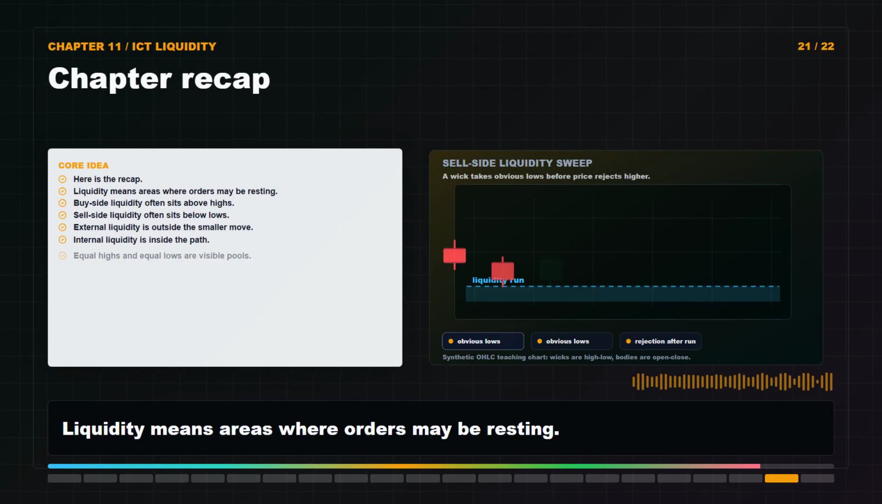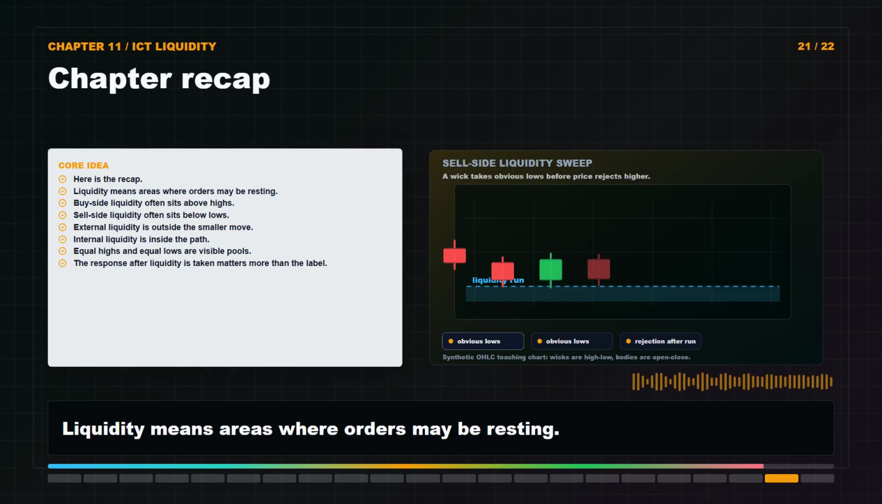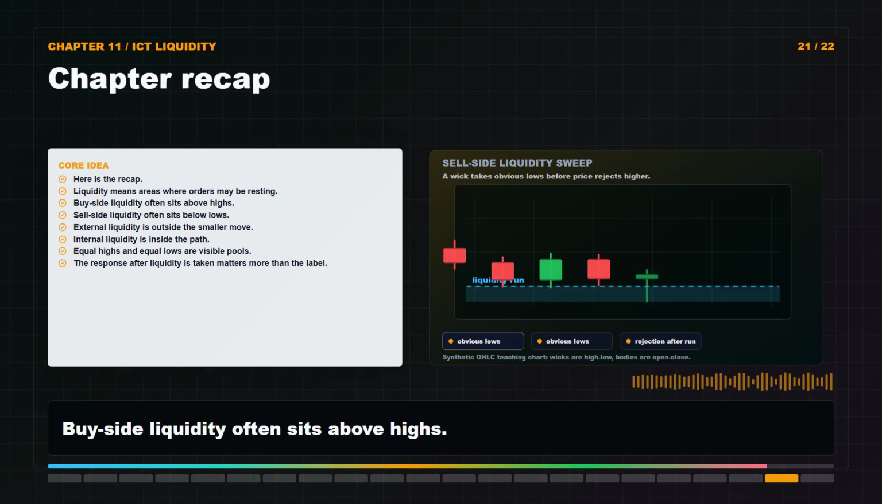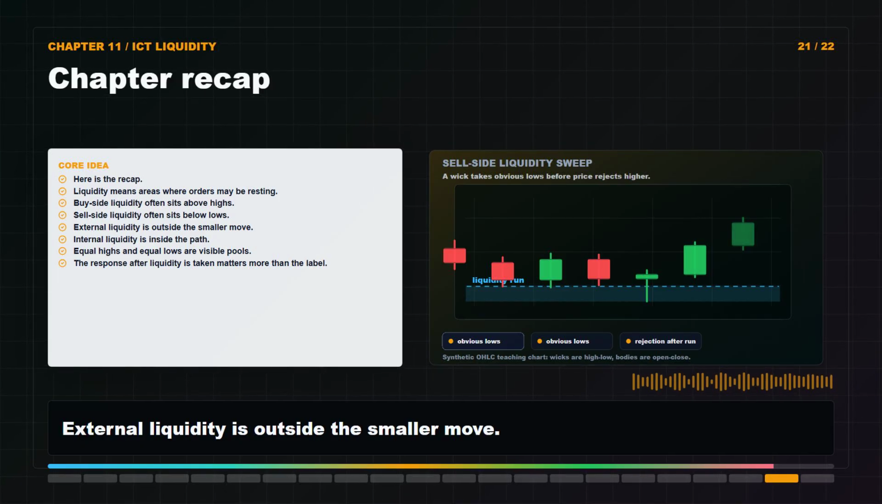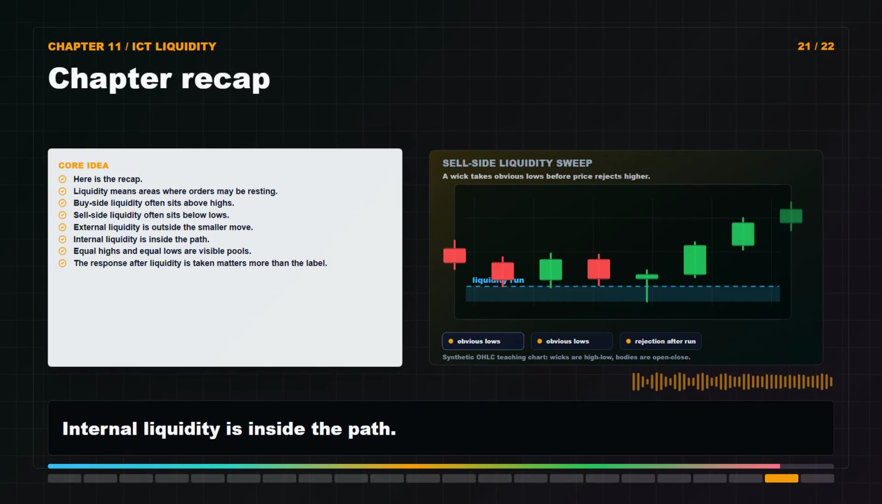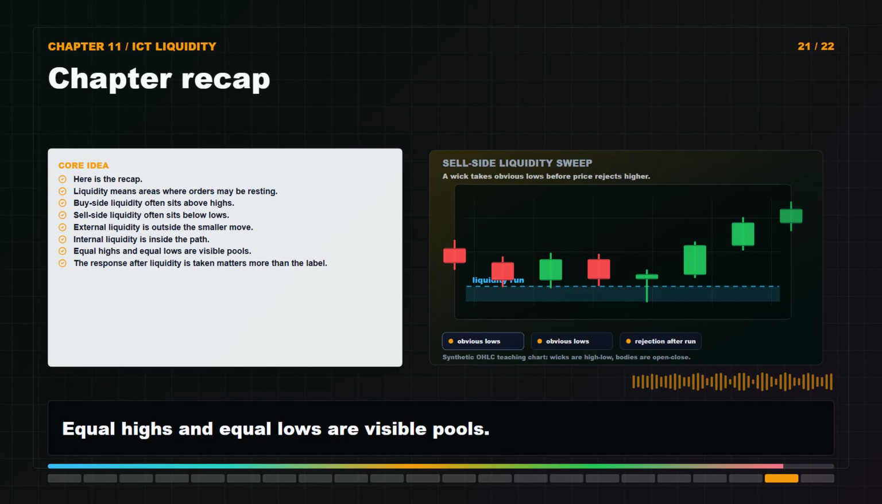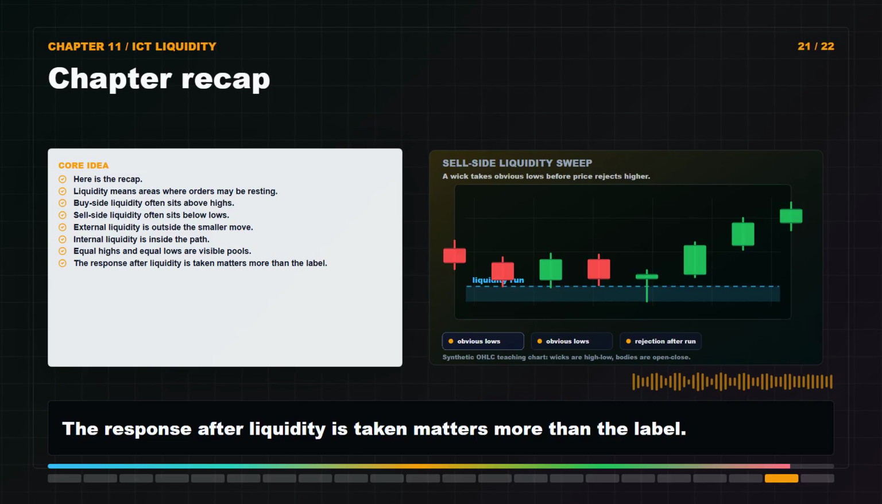Here's the recap. Liquidity means areas where orders may be resting. Buy-side liquidity often sits above highs. Sell-side liquidity often sits below lows. External liquidity is outside the smaller move. Internal liquidity is inside the path. Equal highs and equal lows are visible pools. The response after liquidity is taken matters more than the label.